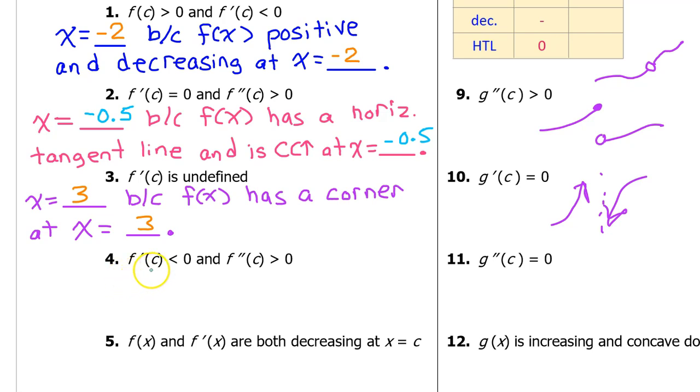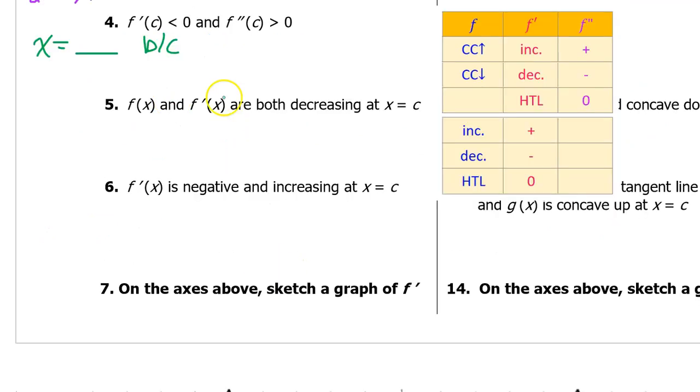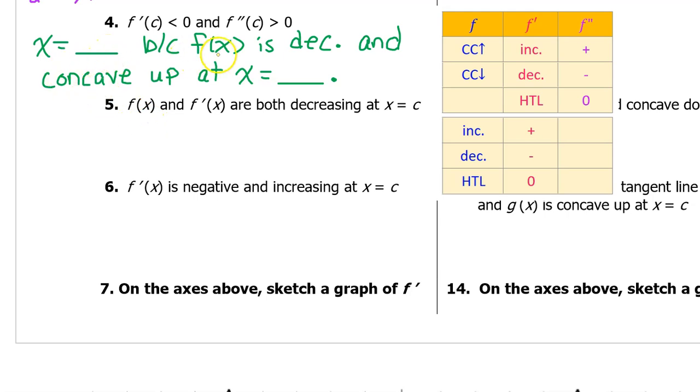Number 4, find a value of c where f prime at c is negative and f double prime is positive. F prime will be negative when f is decreasing. So x equals blank because f of x is decreasing. Also, f double prime needs to be positive. F double prime will be positive when f is concave up. So x equals blank because f of x is decreasing and concave up at x equals blank.